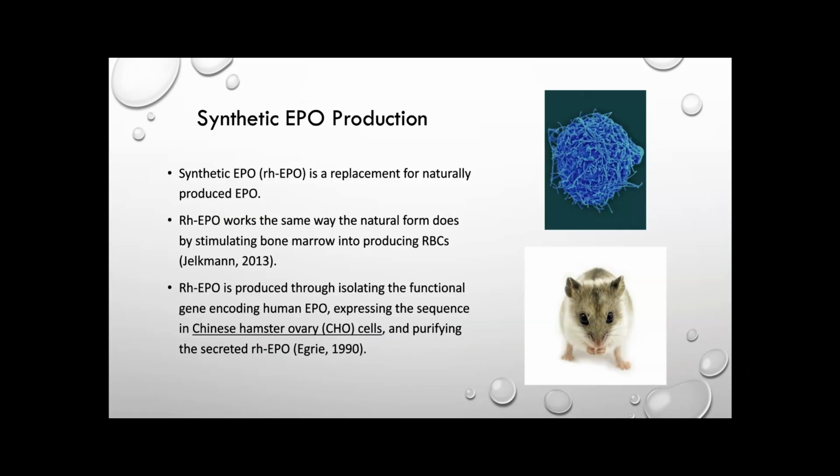Synthetic EPO is a replacement for naturally produced EPO. rhEPO works the same way the natural form does by stimulating bone marrow to produce RBCs. rhEPO is produced through isolating the functional gene encoding human EPO, expressing the sequence in Chinese hamster ovary cells, and purifying the secreted rhEPO.